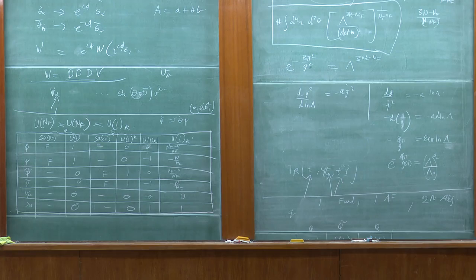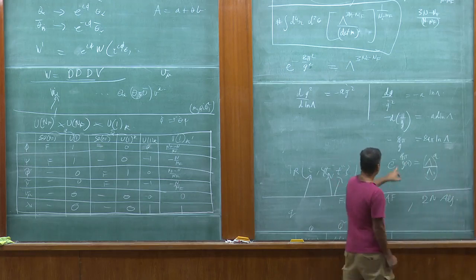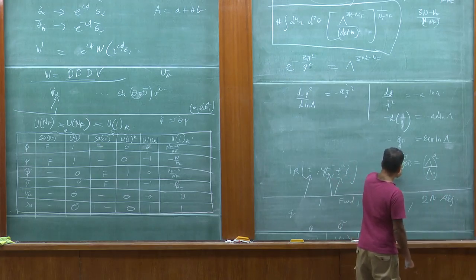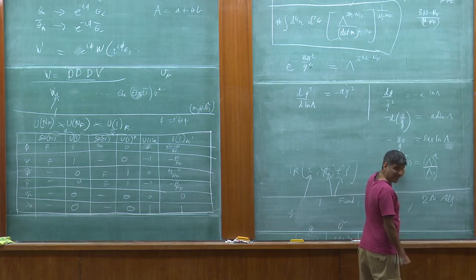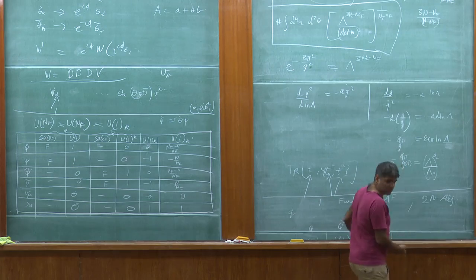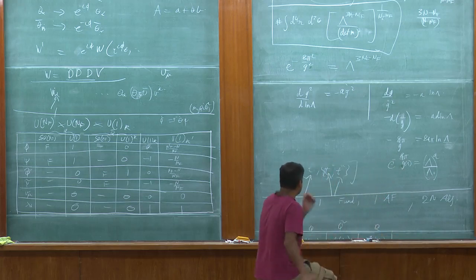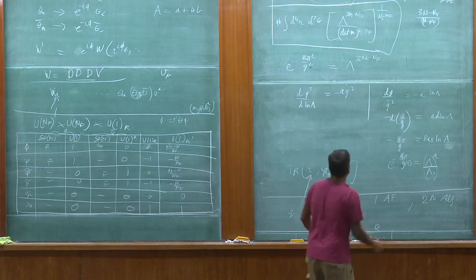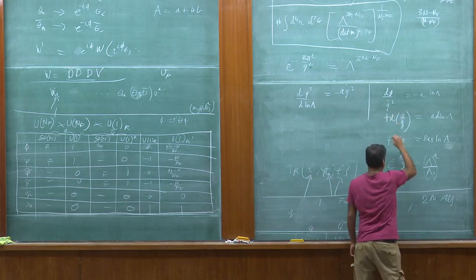As g goes to 0, we should have had lambda to infinity. Why is that not working? When I integrated, I needed a sign. Thank you.